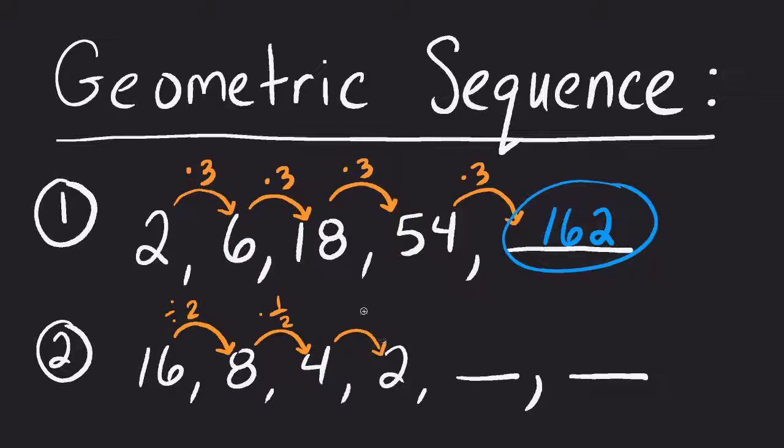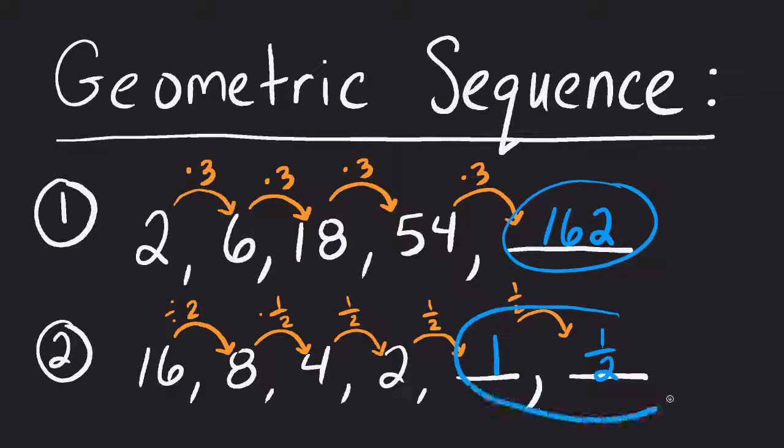So if I take half of 4, I get 2. Half of 2 would give me 1. And then half of 1 would then give me a half. I will now have completed that sequence with a multiple of 1/2 on the bottom. So for a geometric sequence, we're looking for what are we multiplying by in order to get the next numbers in this pattern.